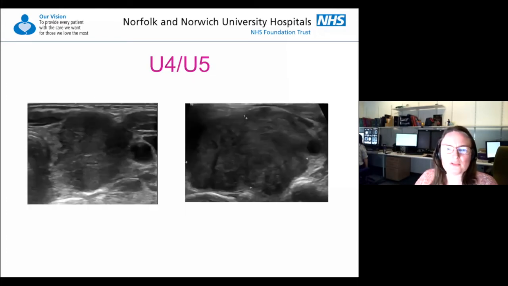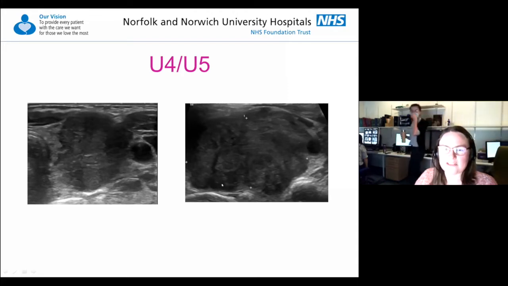And these are more suspicious lesions. The image on the left, hopefully you can see medially there, it's got quite an irregular outline, quite an infiltrative looking margin. And this actually turned out to be a medullary cancer. And the lesion on the right actually turned out to be an anaplastic carcinoma.